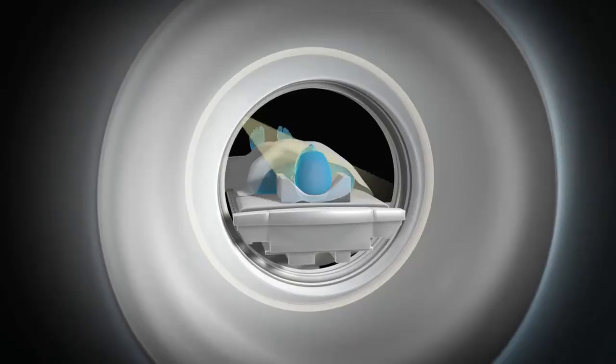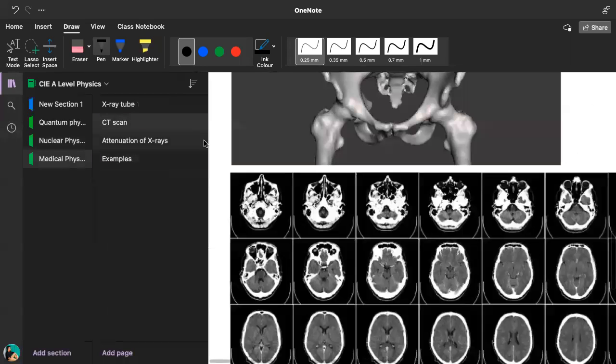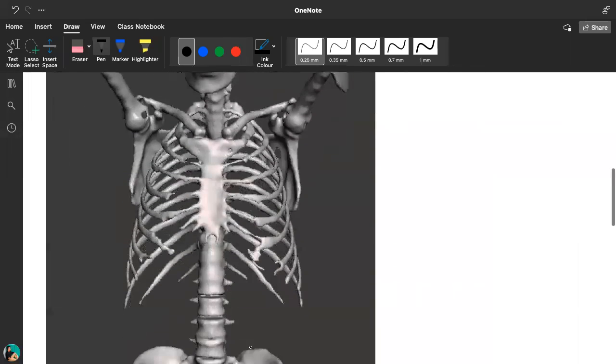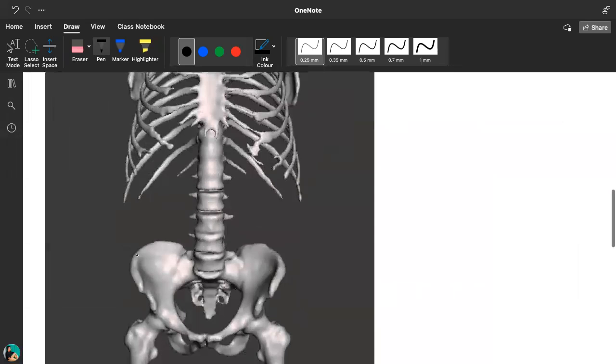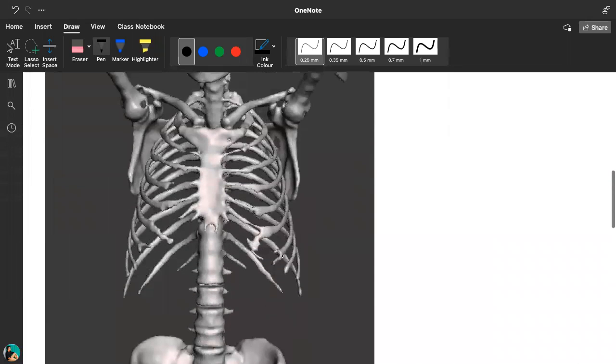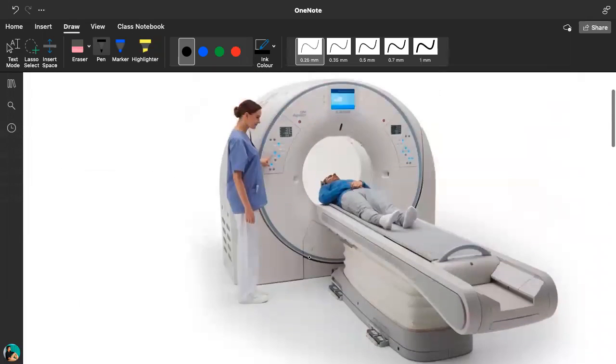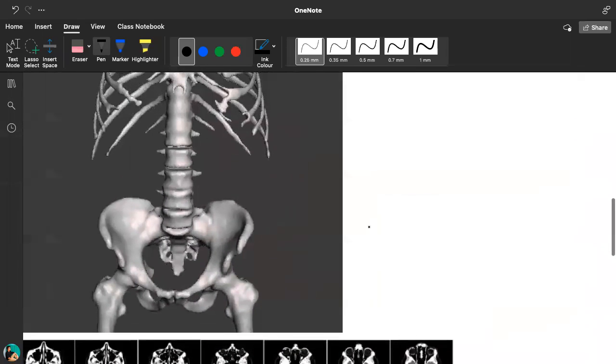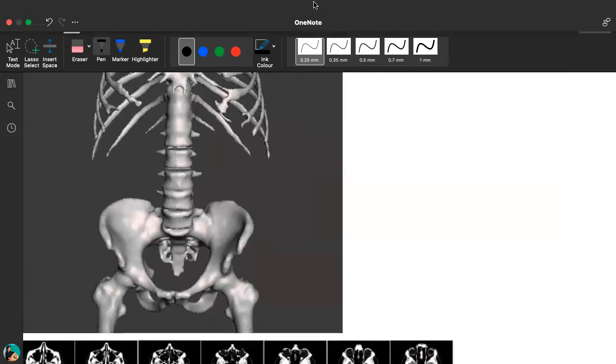Let me go back to the note. Here, the pelvic bone, the hip area. This is where you need a CT scan to see it. And the way it works is like this. What I mean by one slice is like this one.